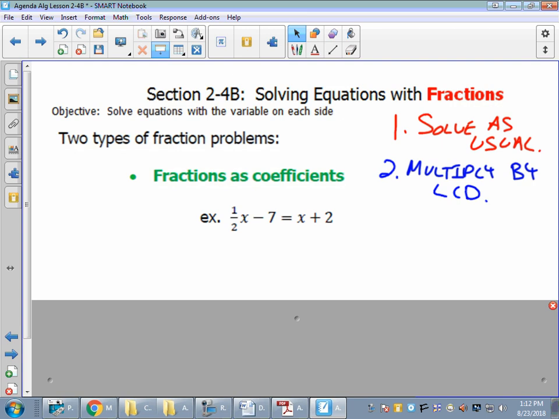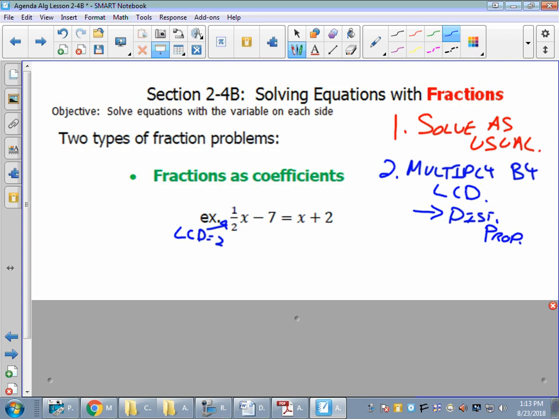So in this case, we only have one denominator, and that's 2. So that would make the LCD be equal to 2, because it's the only denominator in this problem. So we can go ahead and multiply by the LCD, but just a little tip with that: if you're doing that, you're going to have to use the distributive property, because you're going to end up with some parentheses.